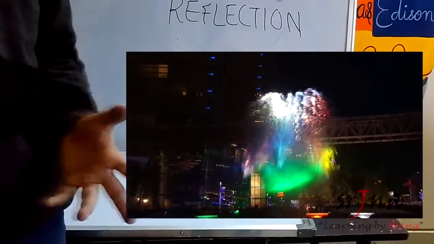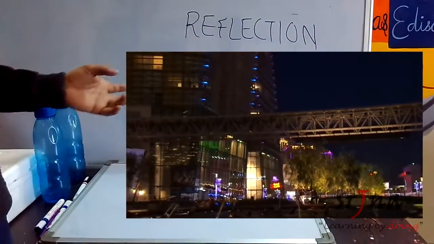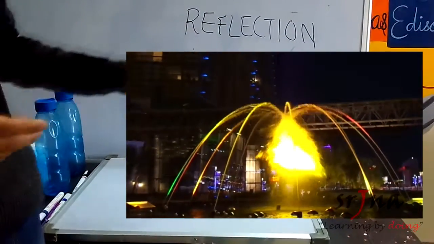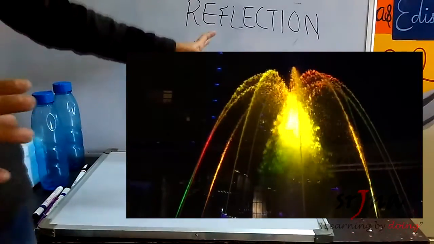You must have gone to some amusement parks, right? You must have seen these flashing lights over there, like these fountains. But do you wonder what these fountains are? Why is the water coming out of them colored? You must know that this is not colored water, right?